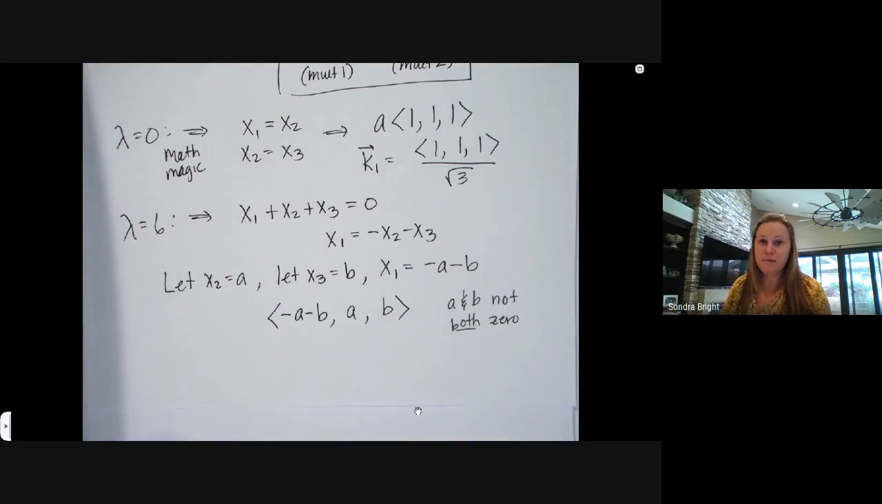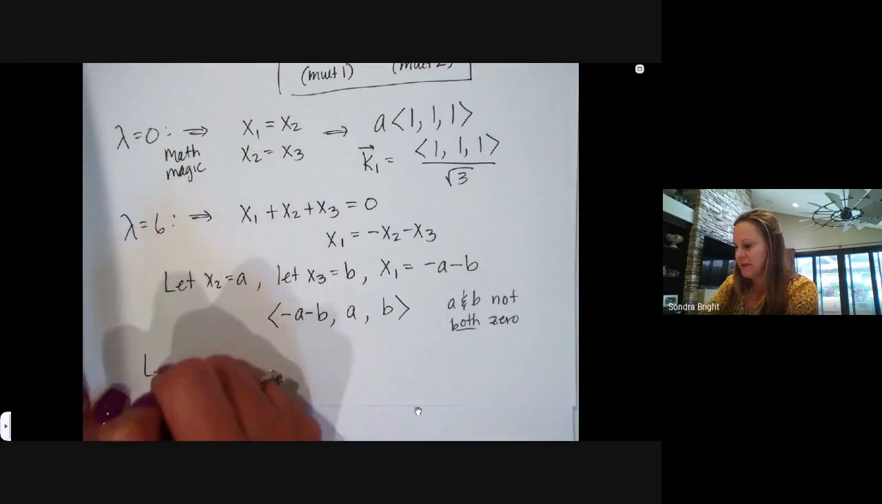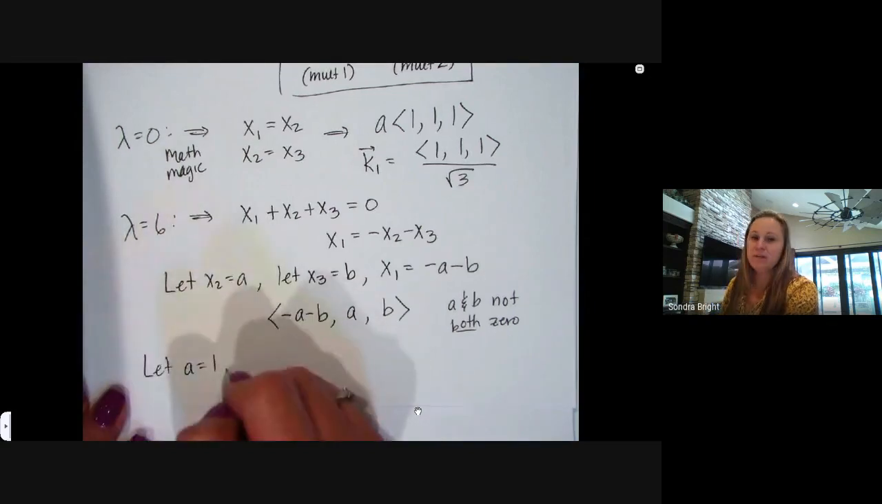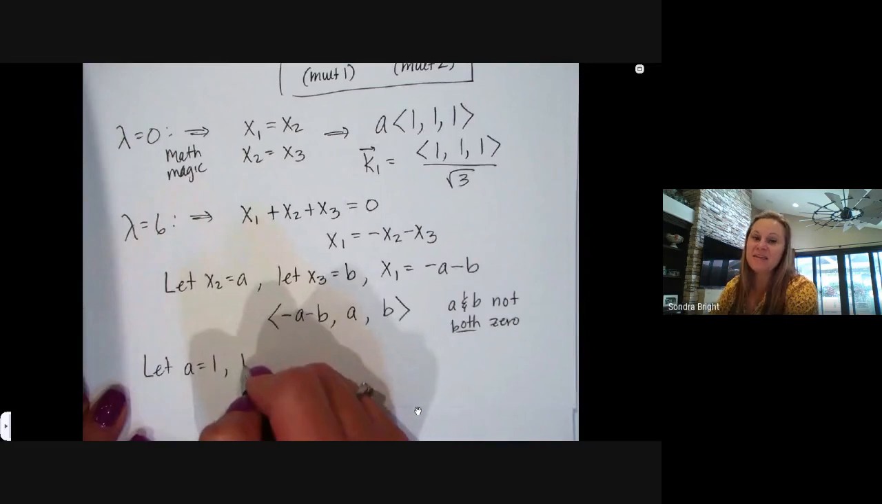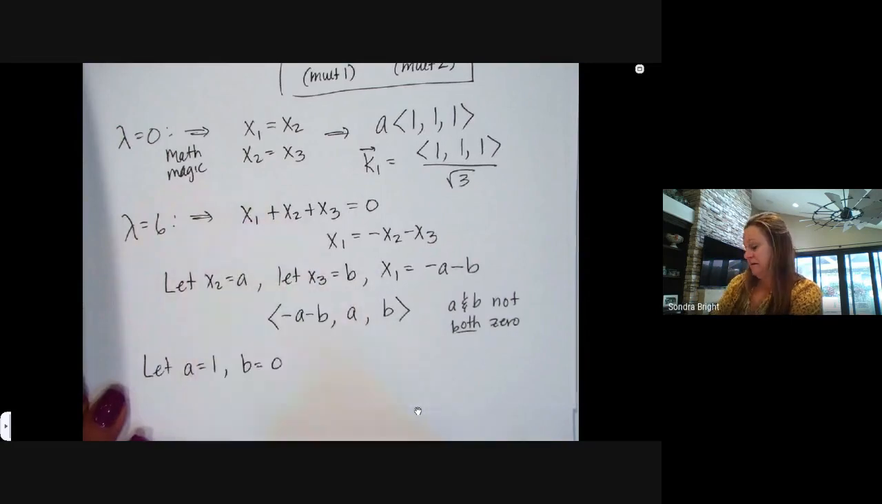So, here's where you get to be creative. Pick a number, any number. I'm going to go with easy ones. I'm going to let a equal 1, and I'm going to let b equal 0, because why not, right? A can be anything. This is just the relationship. So, what would that give me?